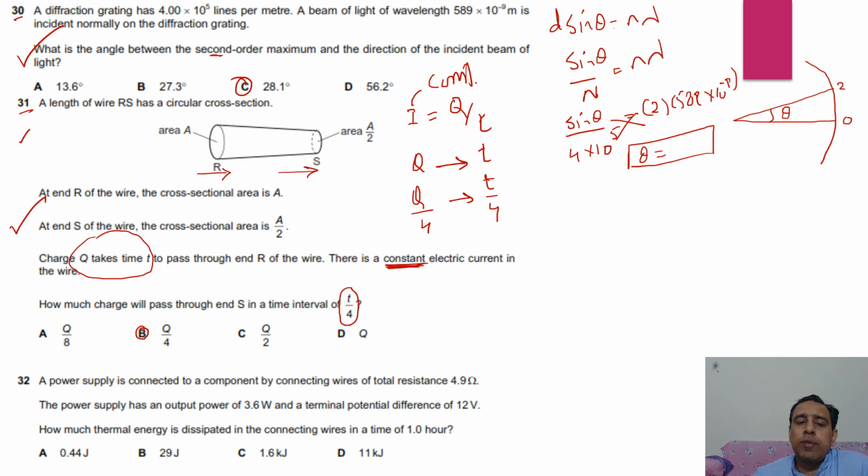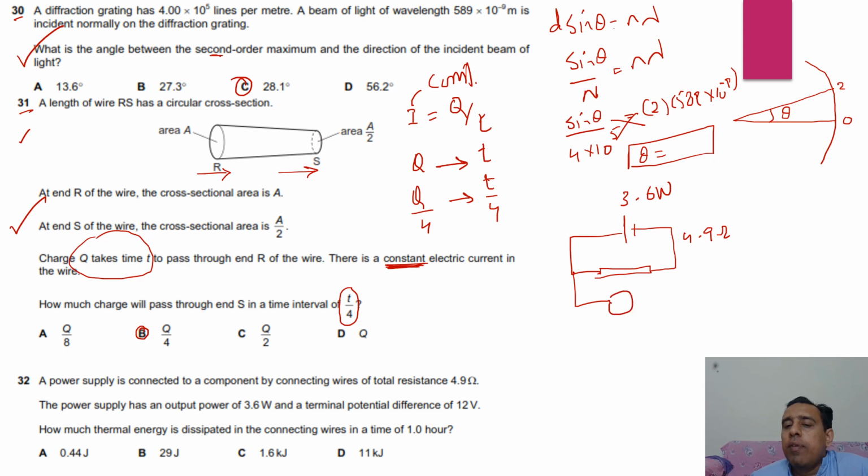Now question number 32. There is a power supply, which may be attached with some resistors or things like that, with connecting wires. These wires have a resistance of 4.9. The power supply has an output power of 3.6 watt, and the terminal potential difference is 12 volt. This is the terminal potential difference.